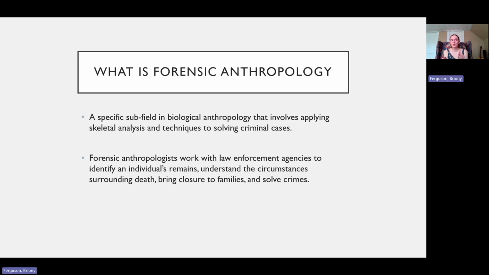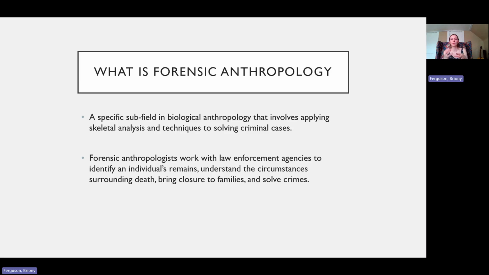Now, forensic anthropologists will often work with law enforcement agencies, although quite a few of them, rather than working directly for government agencies or some kind of law enforcement crime lab, although plenty of them do work in those positions as well. A lot of times forensic anthropologists will actually be working at a university. Now, what they do is they're going to work with law enforcement agencies to identify an individual's remains, to help understand the circumstances surrounding their death, and then sometimes to solve crime.